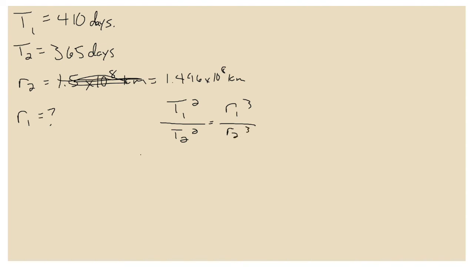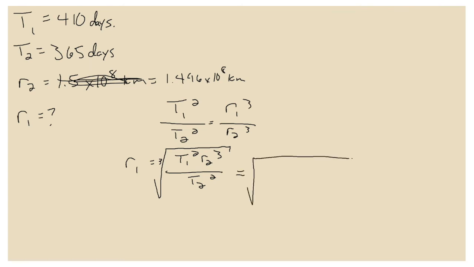And we're looking for R1. So that means R1 is equal to the cube root of T1 squared times R2 cubed over T2 squared. And so plugging in these numbers here, it's very important to remind yourself to always write that 3 for the cube root every time you are doing this, because it's not a square root, it's a cube root.